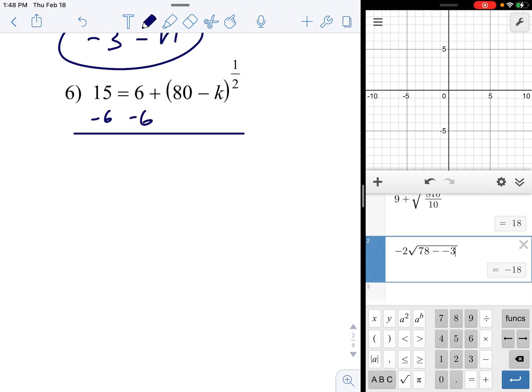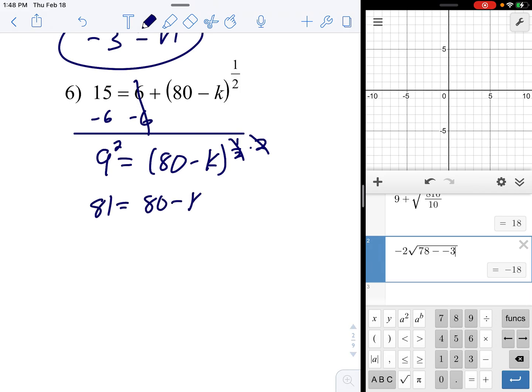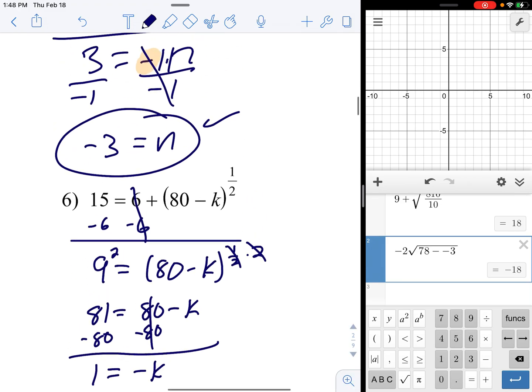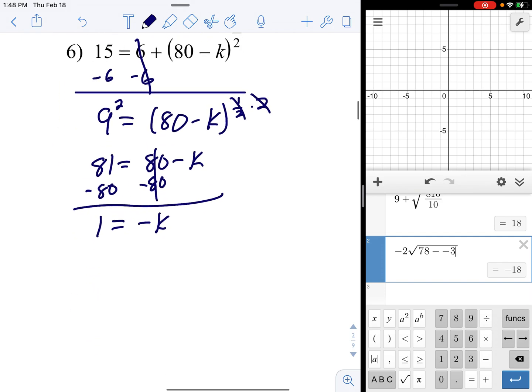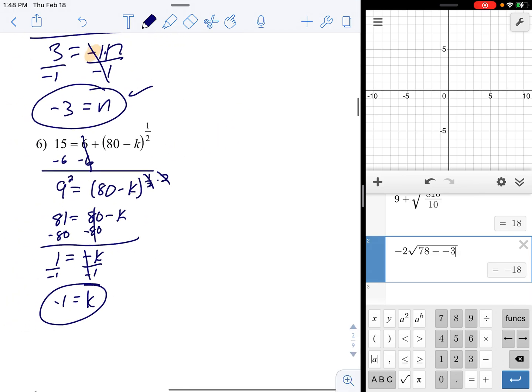So I'm going to start by subtracting 6 to cancel that out. 9 equals, wow, this software sure likes the number 9 to the 1/2. To cancel out a half power, you want to square both sides. A half times 2 just cancels out. You get 81 equals 80 minus k. Subtract 80 on both sides. 1 equals -k. Just like we had that -n up there, we have a -k here, so divide by -1 to cancel that out. K equals -1 should be our answer. Let's check it.